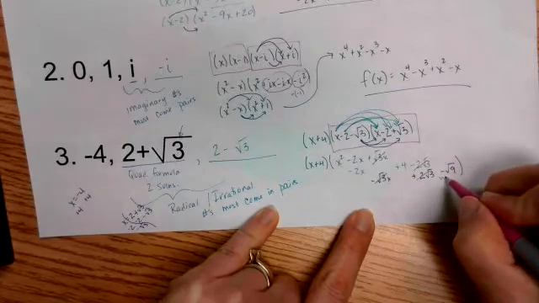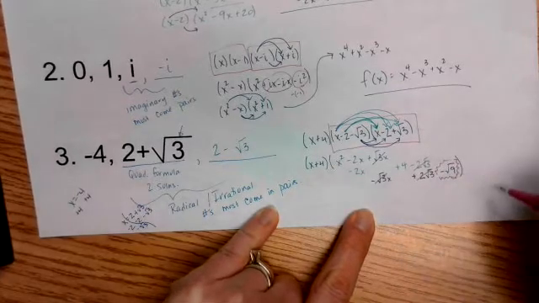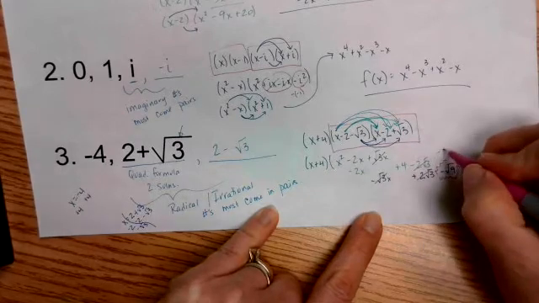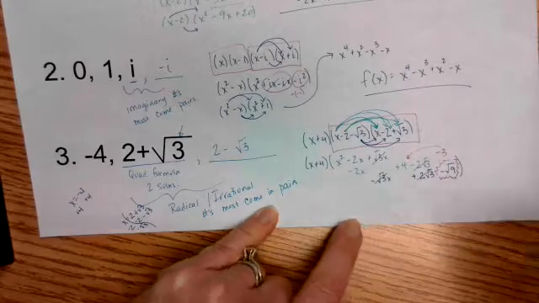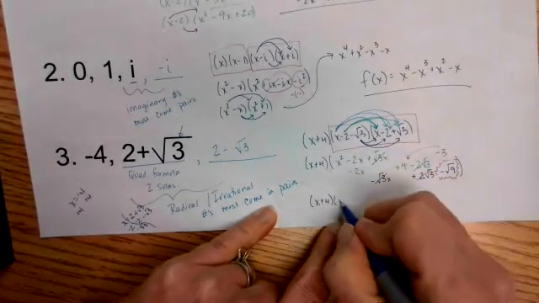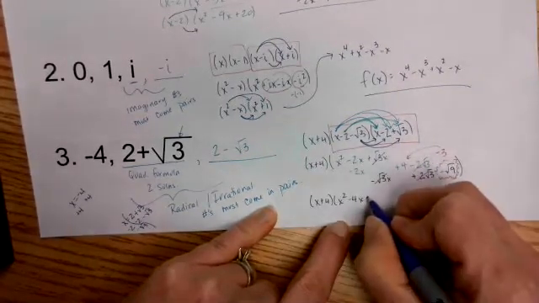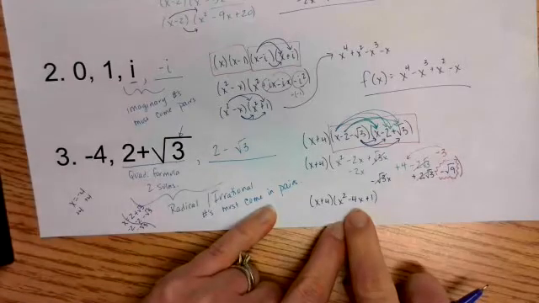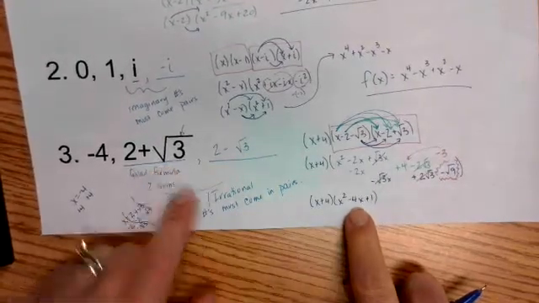So this minus root 9 is the same thing as having a minus 3, which can combine with my 4. So I have x plus 4 times x squared minus 4x, and a positive 4 and a negative 3, so a plus 1. If I was to use the quadratic formula on this, I would get 2 plus or minus the square root of 3.